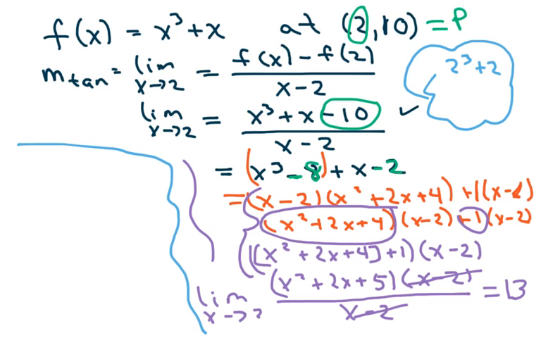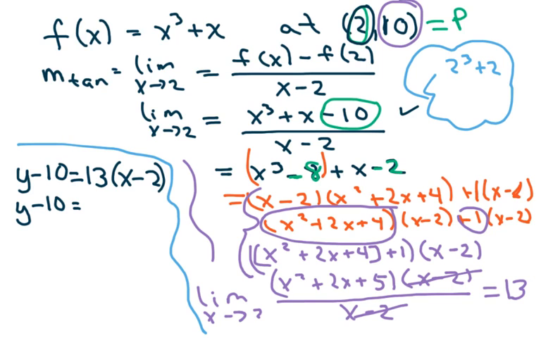So now I have to find the equation of my tangent line, and that's just very simply y minus my 10, which is right here, the y part, equals my slope, 13 times x minus 2, which is this part right here. And we distribute, and we're going to get y minus 10 equals 13x minus 26. We add the 10 to both sides, we get y equals 13x minus 16. So there's your equation of the tangent line.